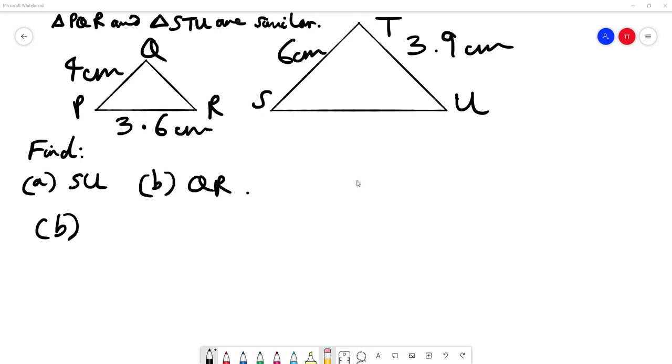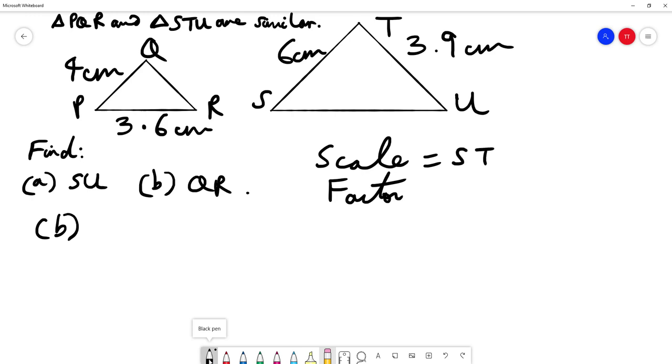Okay, welcome back. So we've got two similar triangles, PQR and STU, and we need to work out the length SU. First of all, in a question like this, we need to work out what the scale factor is. So the scale factor is going to be ST divided by PQ, which is 6 over 4, which is 3 over 2. That's the same as 1.5.